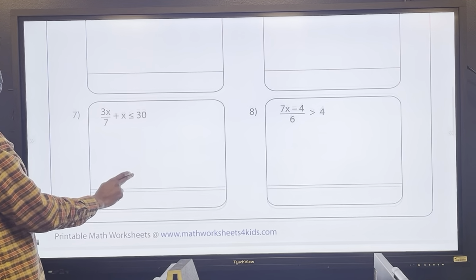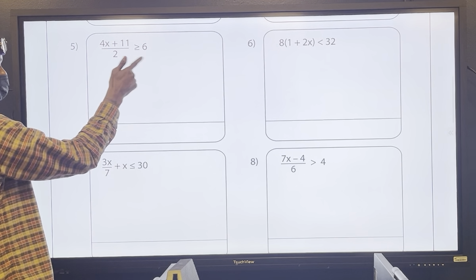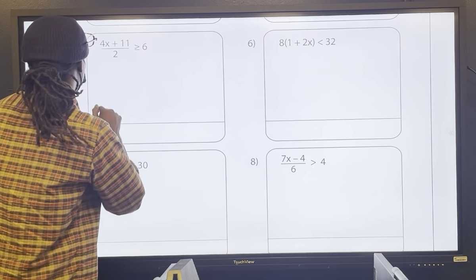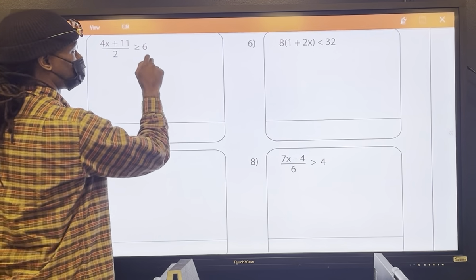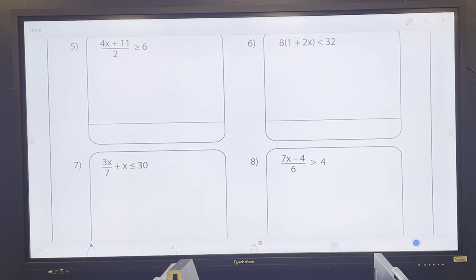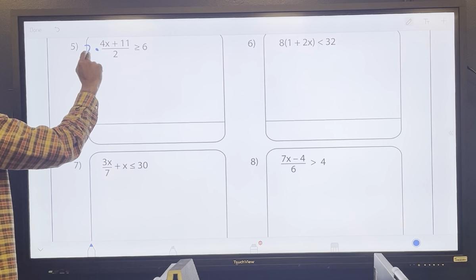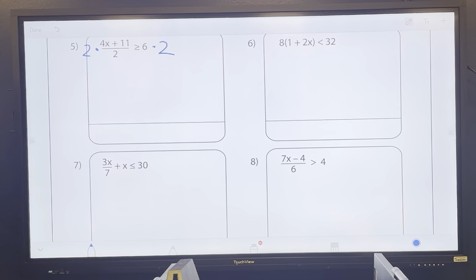Okay, we're on 5 and 6? We're on 5. Yeah, we're going to stop at 8. Right here. What do I do first in number 5? Multiply times 2 on both sides. Nice. What's your name? Michaela. Okay, multiplying by 2 on both sides.